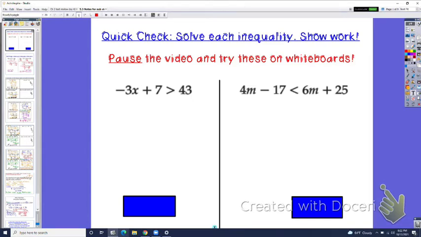So first, here's the bell ringer. I want you to pause the video and try these two on your whiteboards, or you could write it on a piece of paper. But try both of these problems, and then you can restart the video or press play when you're ready for the answer. So the one on the left is a two-step inequality, and the one on the right is a three-step. So similar to solving equations, just with the inequality sign, and then that special rule about flipping the sign if you multiply or divide by a negative.